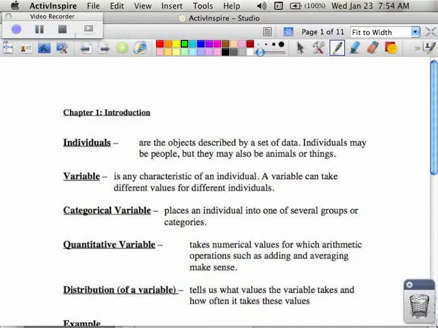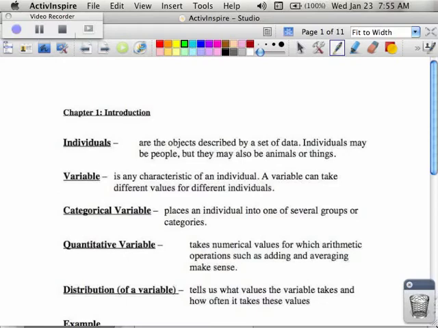Something that's categorical puts something into a group or category, and something that's quantitative takes a specific value. So basically, categorical values would be things like hair color or gender, things like that. Quantitative would be like your age or your IQ, your GPA.